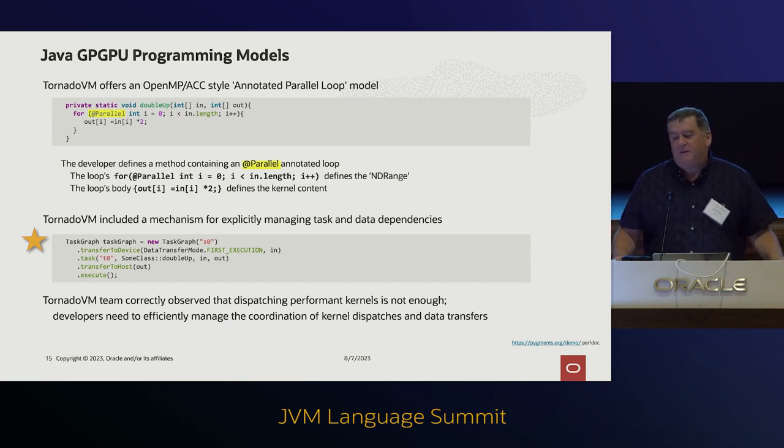Tornado realized this, and so they provided this task graph mechanism, which allowed you to describe moving data to the GPU, run this kernel, move the data back. You could explicitly take control of it and therefore avoid movements that you don't need to make.